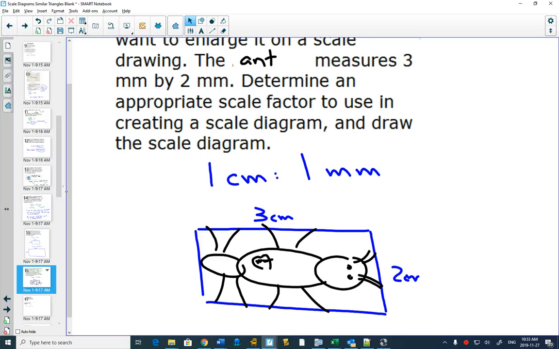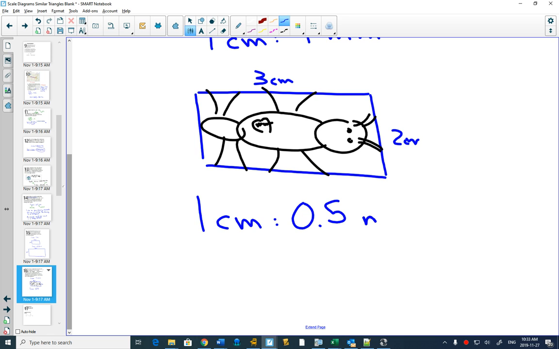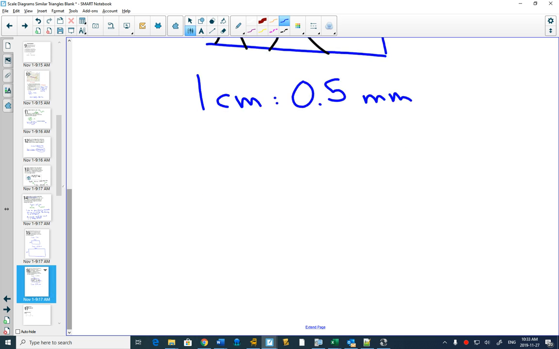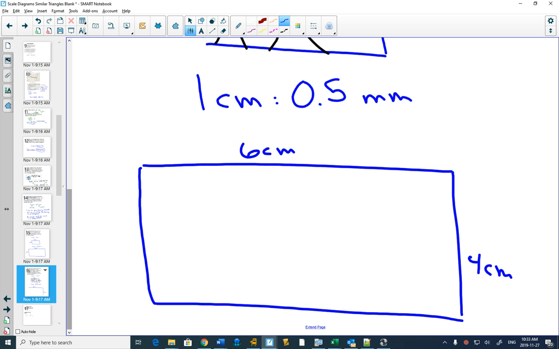So this was one example. Now, that doesn't make it super big. So I saw another person choose this as their scale. They said they wanted to make it even bigger. 1 centimeter is 0.5 millimeters. That meant that they had to go 6 centimeters this way and 4 centimeters that way.